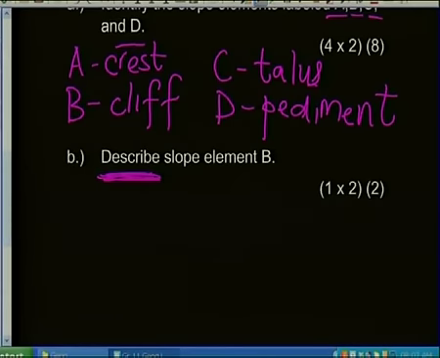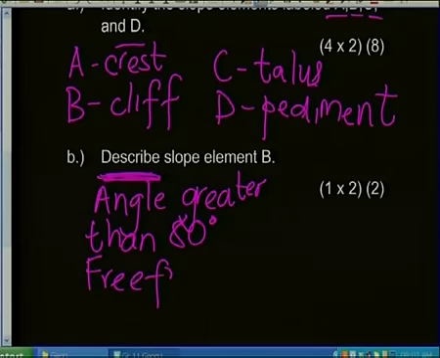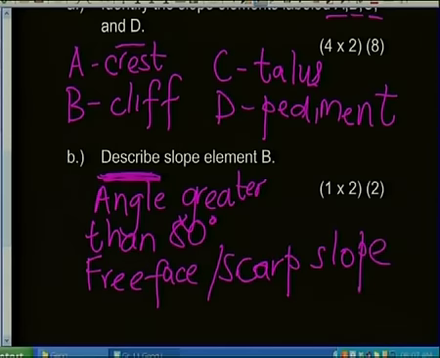Describe slope element B: angle greater than 80 degrees. Another possible answer could be free face or scarp slope. These two terms can commonly describe the cliff. Moving on to the next question.